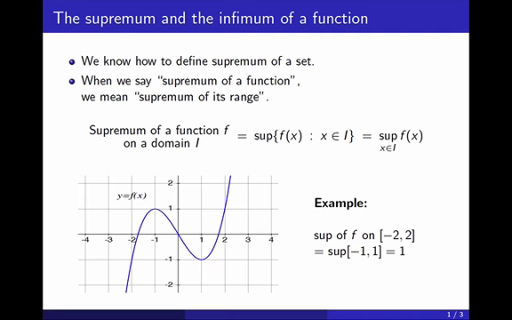For example, I have defined a function here via its graph, and I want to calculate the supremum of this function on the interval from -2 to 2, including both endpoints. So what I do is first I figure out what the range is, and the range is the interval from -1 to 1, both endpoints included. So the supremum of the function on this domain is the supremum of its range, which is exactly 1. I have defined here supremum of a function, but we do the same thing to define other concepts such as upper bound, or maximum, or infimum, or minimum.